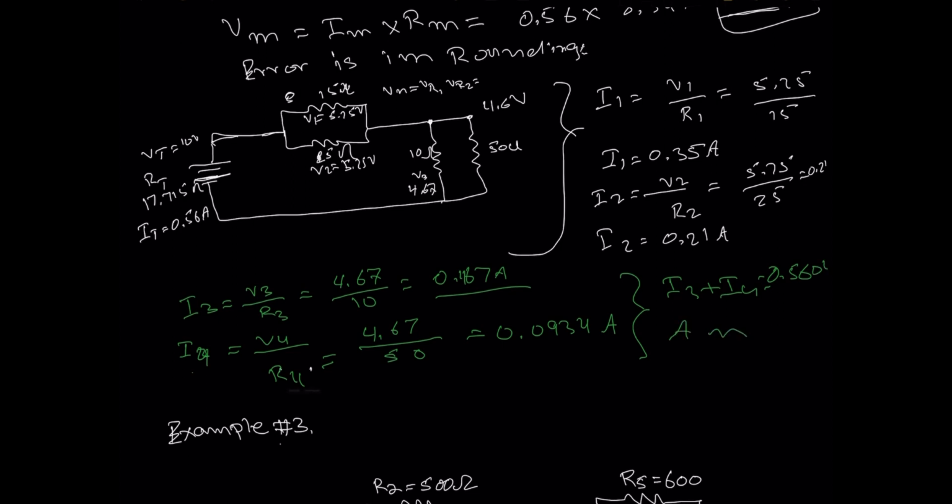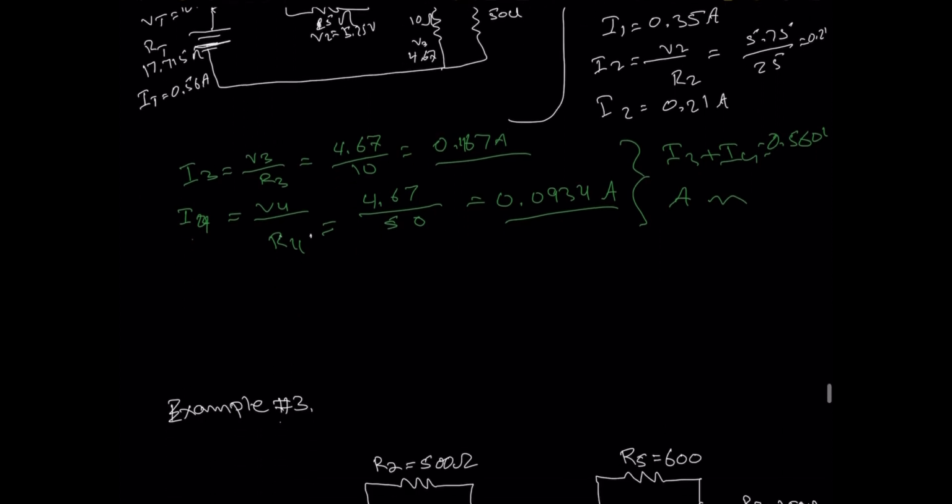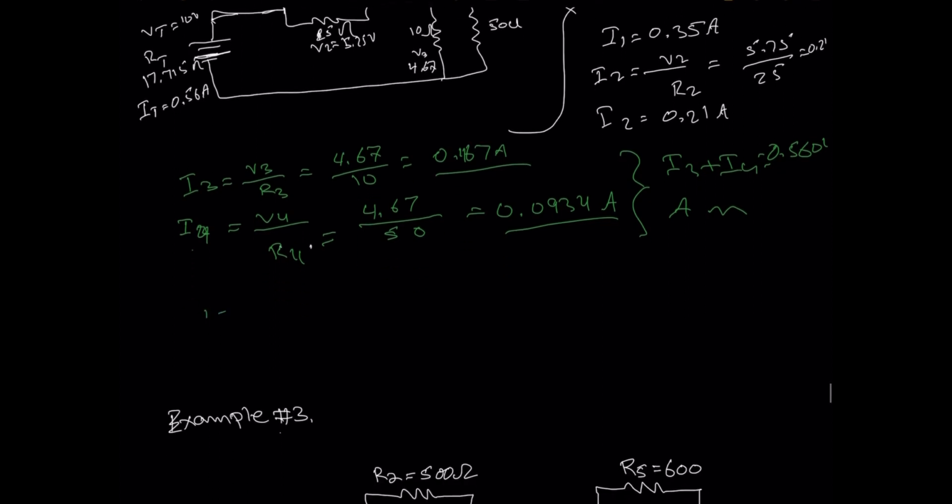So that is actually correct, but the 0.04 error is from the calculation or rounding issues here. So I think we got everything we needed. We found I1, which is 0.35 amp. We found I2, 0.21 amp. We got I3, 0.467 amp. And we got I4, 0.0934 amp.